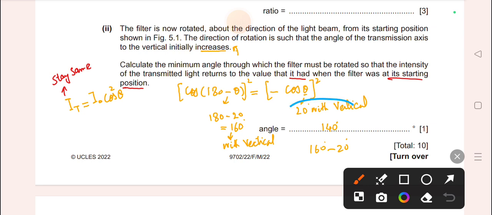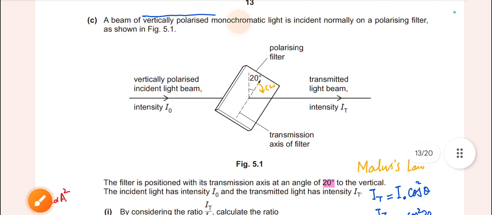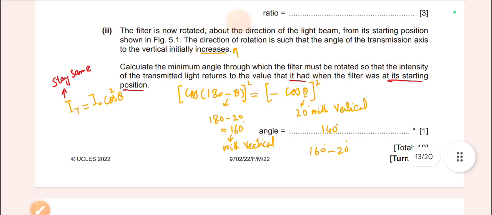So 180 minus 20 will be 160 degree. But now it says you have to tell the minimum angle through which the filter should rotate from the starting position. As the starting position, it was already at 20 degree, and you have to make the total angle 160 degree. It means what you have moved is, it was already at 20 degree, so 160 minus 20, 140 degree will be your answer, right?